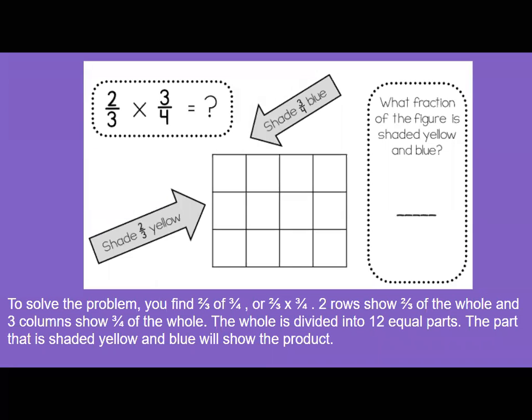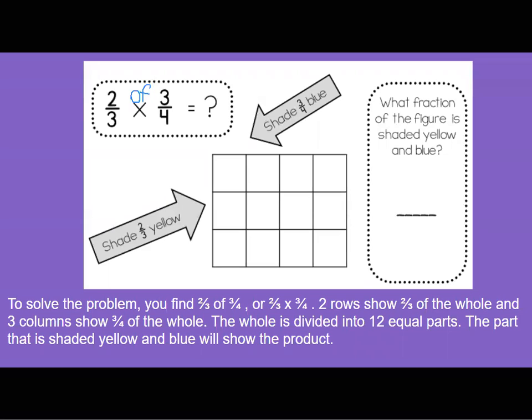If we take a look at this next model, we're now multiplying 2/3 times 3/4. To solve this problem, we are going to find 2/3 of 3/4. So again, I'm going to put the word "of" here because we're finding 2/3 of 3/4, or 2/3 times 3/4. Two rows show 2/3 of the whole, and 3 of these columns will show 3/4 of the whole. As we can see, this whole is divided into 12 equal parts. And again, the part that is shaded yellow and blue will help us see the product.